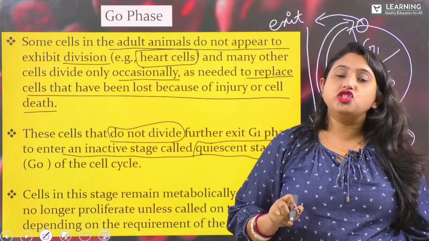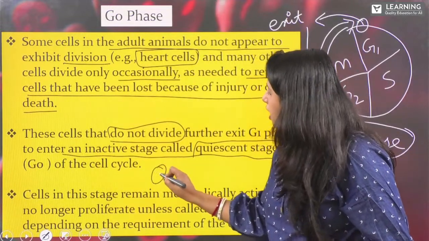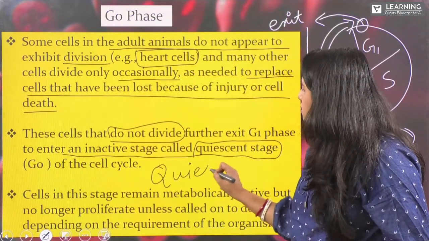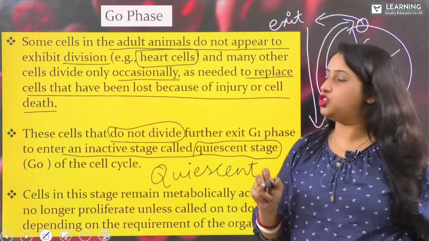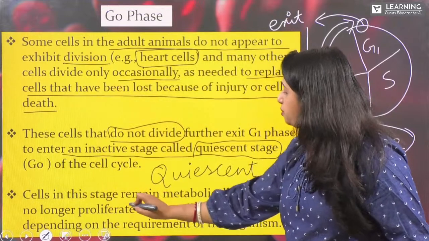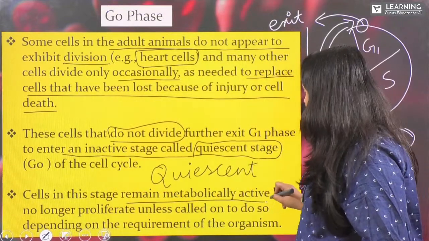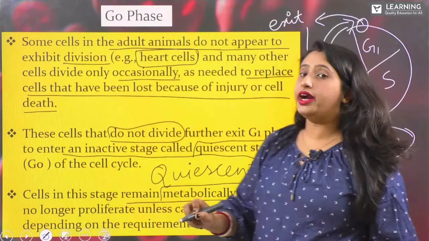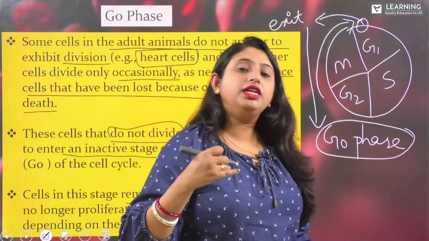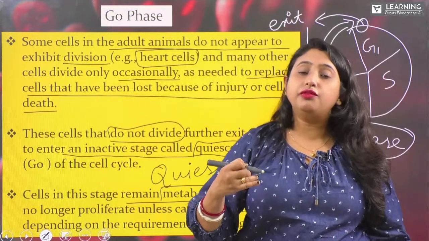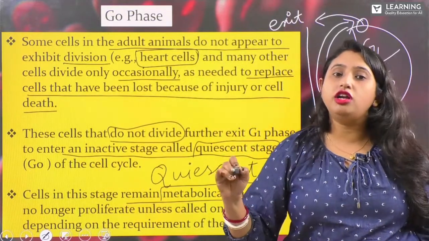Remember this, the G0 phase is also known as the quiescent stage. Cells in this stage remain what? Metabolically active. They are metabolically active, but they will not divide.